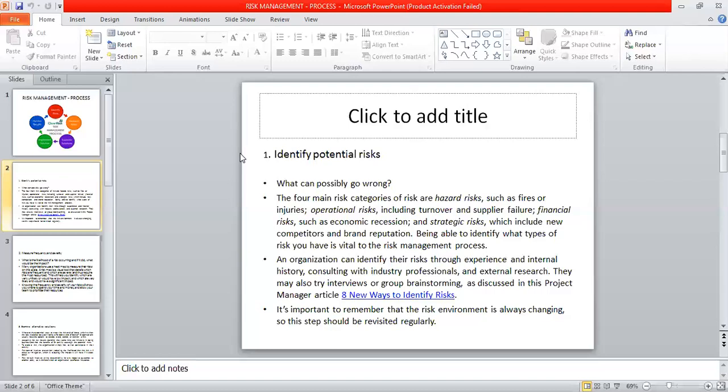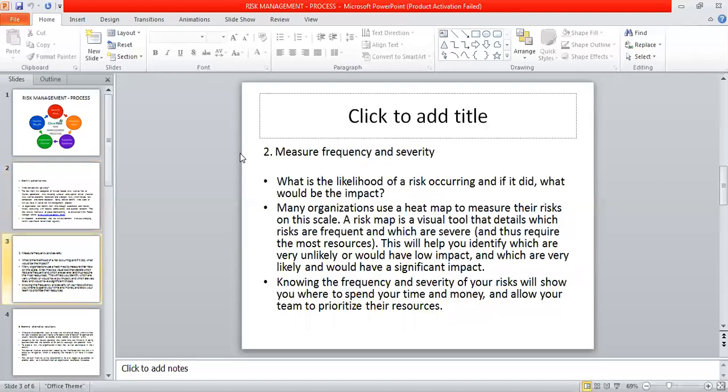these two. So the four main risk categories can be hazard risk like fire and injury, operational risk, financial risk, and strategic risk. The organization has to identify according to its experience, its internal history, and even after consulting with industry professionals or external research, the potential risks that could occur for the company, right?